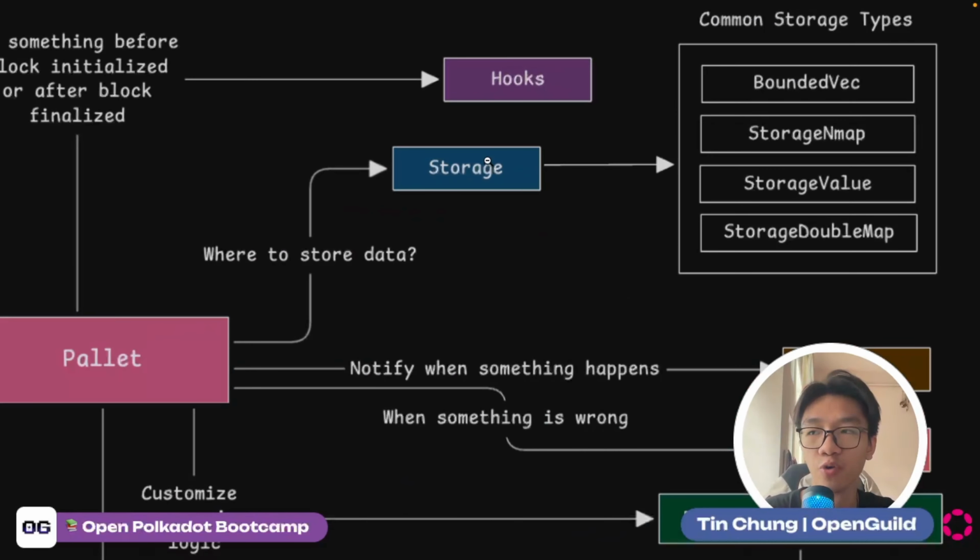The first one is the storage. A pallet, similar to a smart contract, also needs its own storage. The storage in the pallet has different common storage types. The first one is BoundedVec, a vector that is bounded to a specific length. Another one is StorageMap, a storage that has a key mapping to one specific value. StorageValue is just, imagine it's like a constant, a single value, or we can also call it a scalar. StorageDoubleMap is a storage map that has two keys mapped to one value, and we're gonna see it in the real code later.